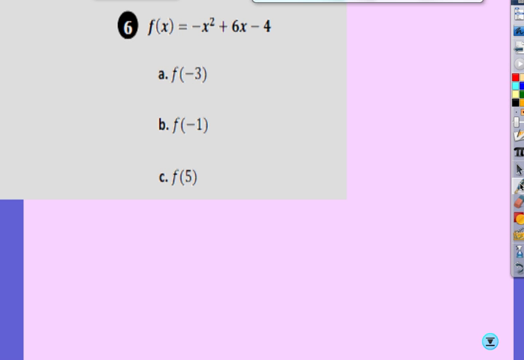For number 6, again, make sure you input the value for x. Be cautious as there is a negative in front of your x, so you have to square your x value and then multiply by negative 1. If it helps, write negative 1 and then your x value in parentheses. Remember, when you're distributing a minus, you're really distributing a negative 1. So go ahead and put that negative 1 in front of your parentheses.